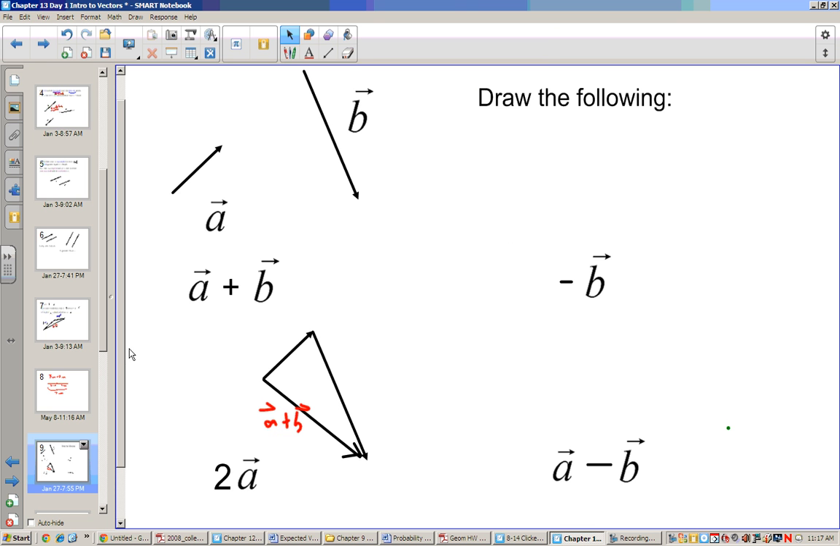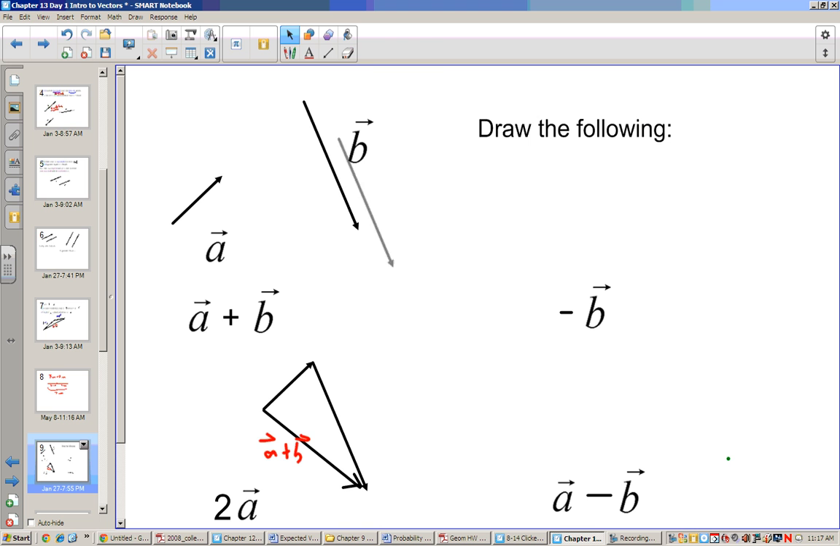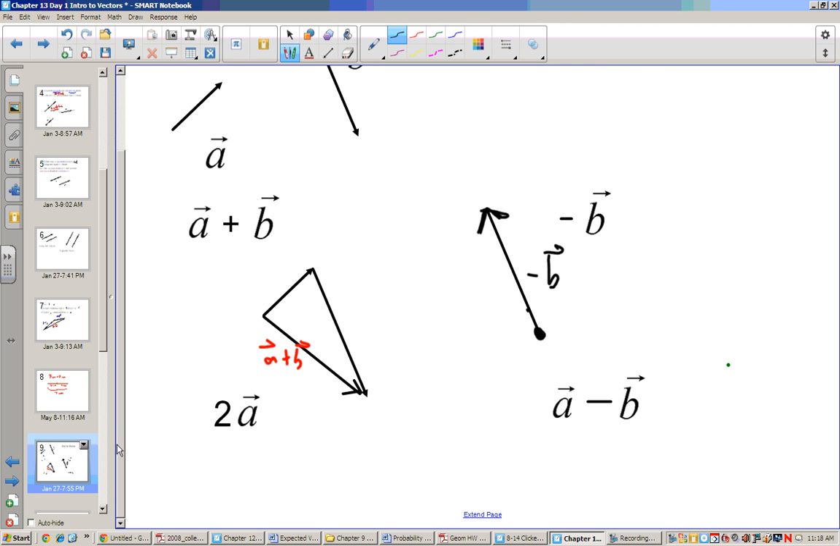Now, negative B, I just take B and I have to do the opposite. So if this is B, I have to flip it around. So if I just do this and forget that this exists, this would be negative B. It's just like B, but it's going in the opposite direction.